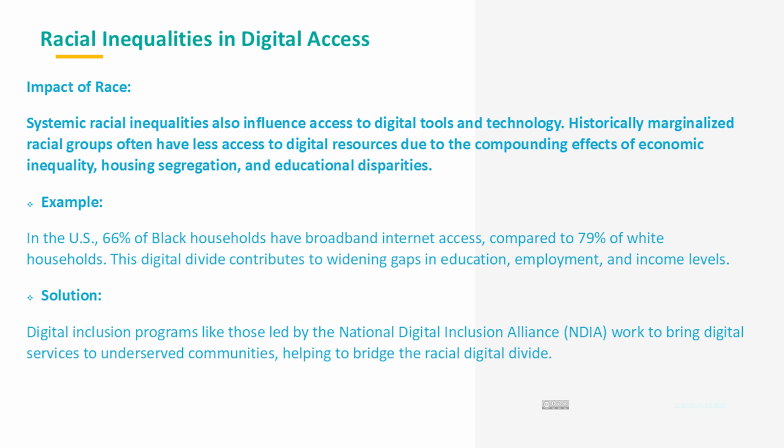Racial inequalities in digital access. Impact of race. Systemic racial inequalities also influence access to digital tools and technology. Historically marginalized racial groups often have less access to digital resources due to the compounding effects of economic inequality, housing segregation, and educational disparities. Example: in the US, 66% of Black households have broadband internet access, compared to 79% of white households. This digital divide contributes to widening gaps in education, employment, and income levels.